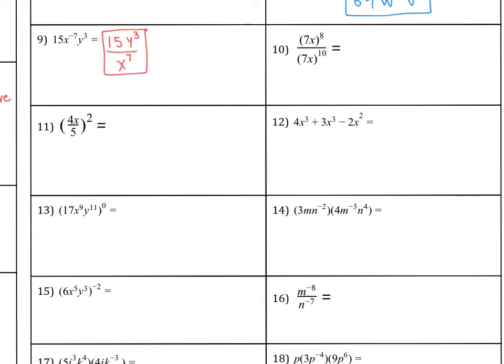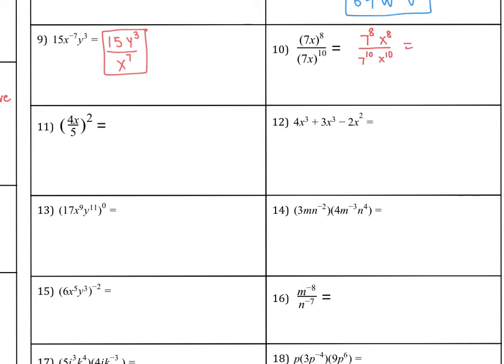So the next one is distribute the power inside. So that becomes 7 to the power 8, x to the power 8, divided by 7 to the power 10, x to the power 10.